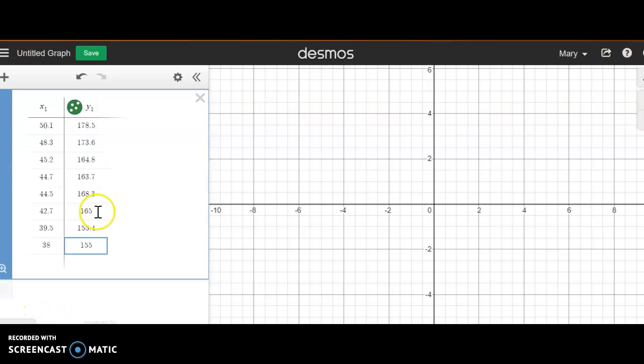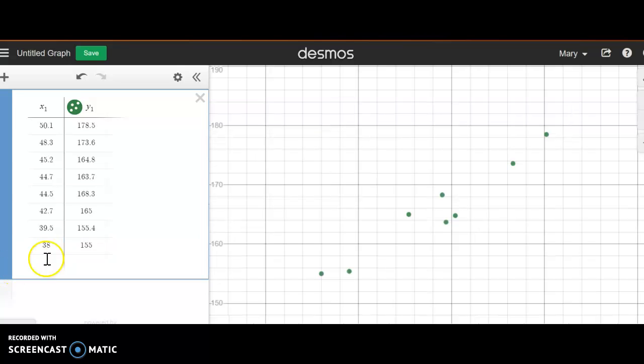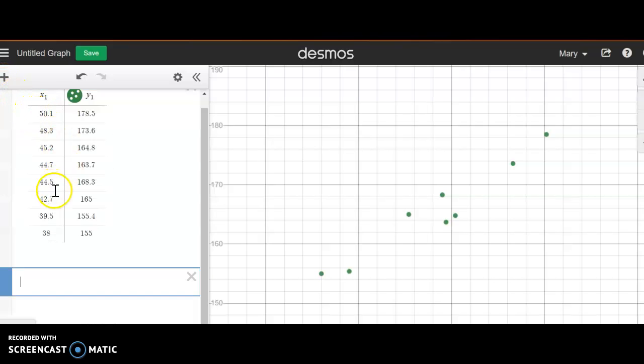All right, so now I have all of my information typed in my table. If you notice this little magnifying glass over here, if you click on that, then we have our points here. All of our points are plotted. Now I'm going to come back up here and hit the plus sign and the expression so that I can come back in and add my equation.